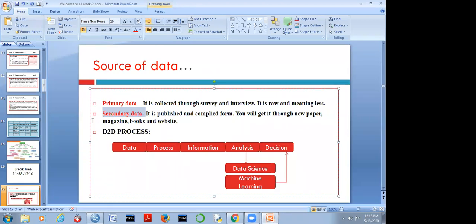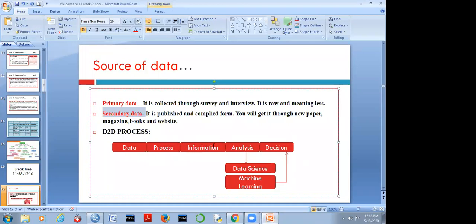So what is the next step when you have collected the data? You have to follow the D2D process, the data to decision process. You collect the data, which is scattered, raw, meaningless. What you do next is arrange it, which is a process, and apply some statistical tool. You organize, then apply the statistical tool, and with the help of that tool you generate some information.